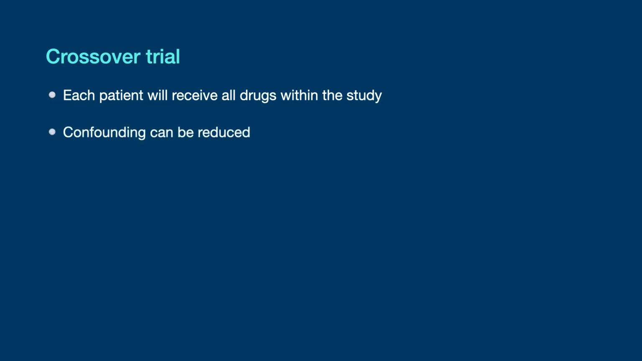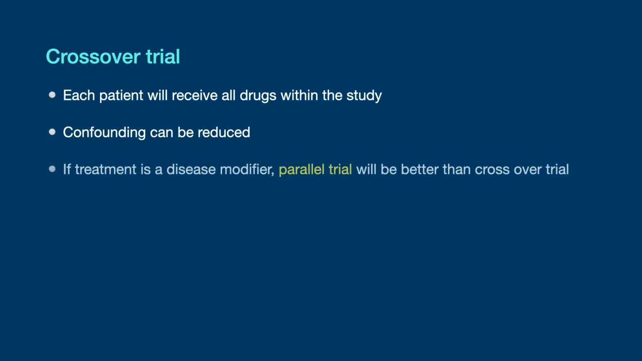In a crossover trial, the patient, who usually has a chronic stable disease, receives one drug or placebo and then the other drug after a washout period. Each patient will usually receive all drugs within the study. In this way, confounding can be greatly reduced. If treatment is a disease modifier, a parallel trial will be better than a crossover trial.